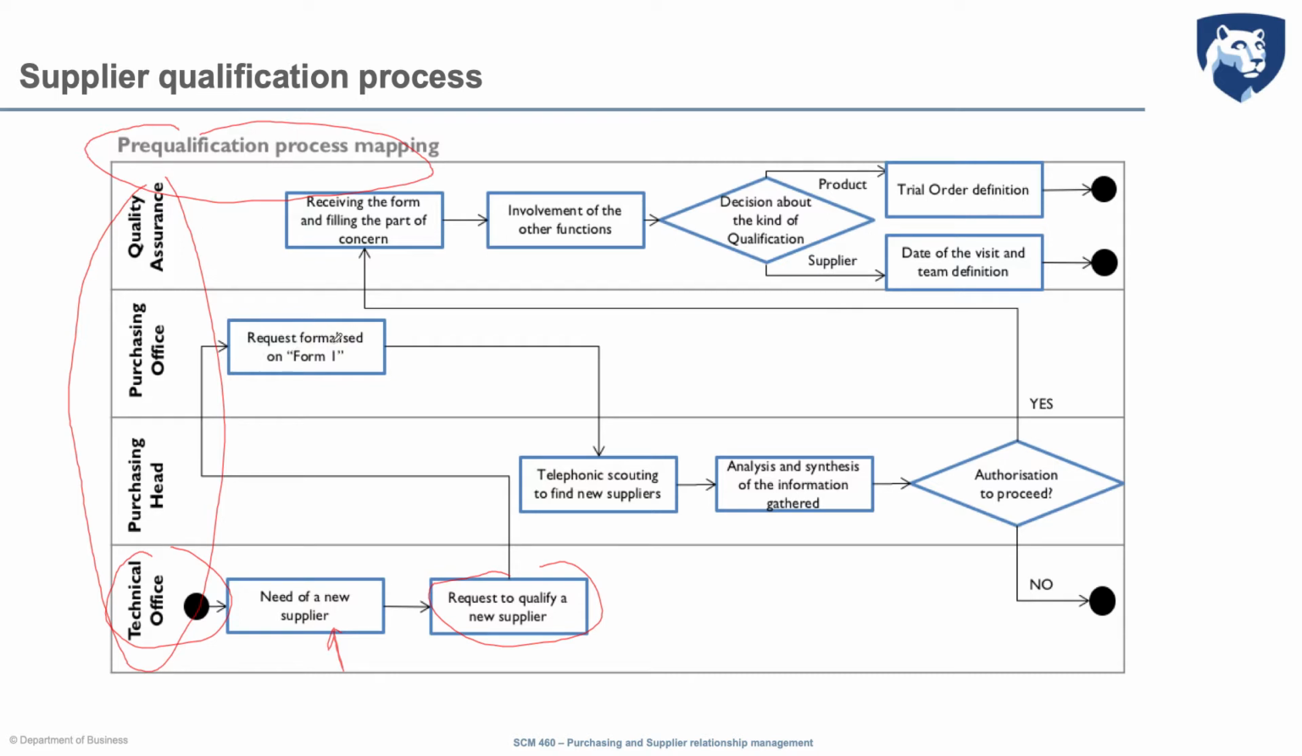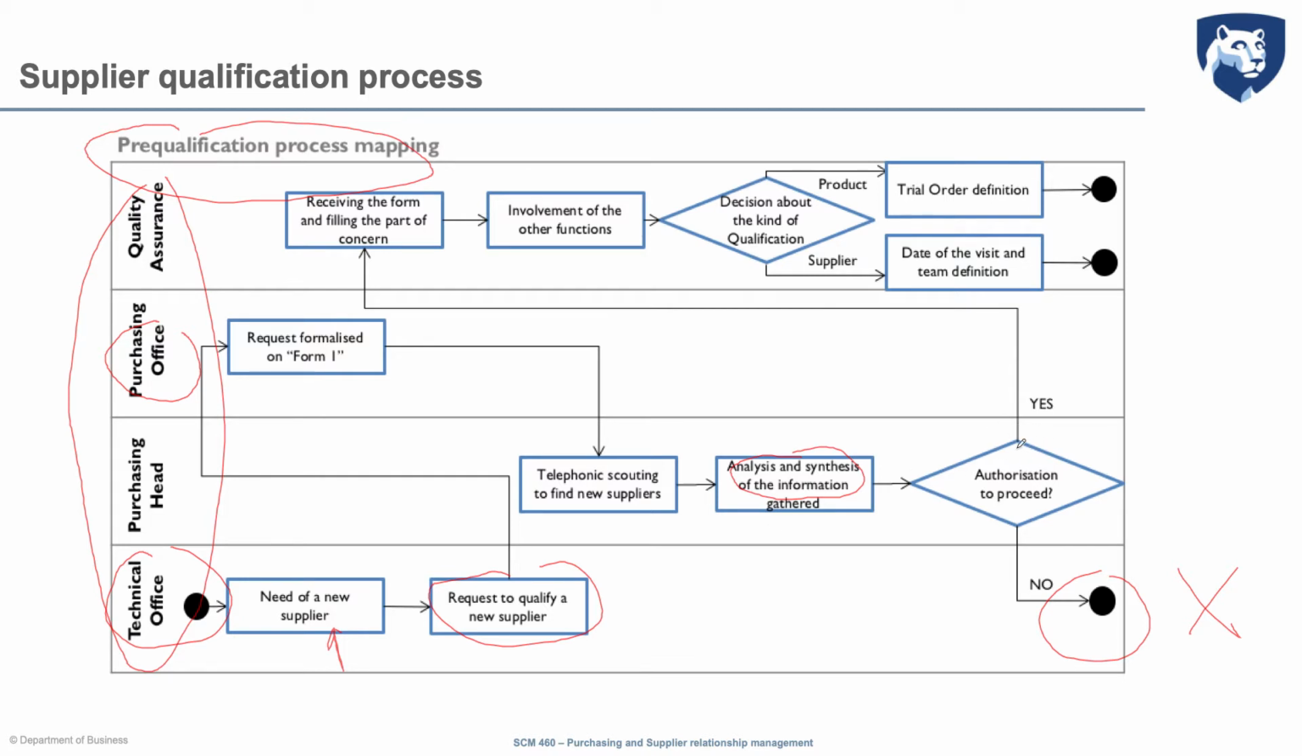The buyer formalizes the request on a particular form. At this point, for this company, the buyer doesn't manage the scouting of and the interaction with the new supplier, but the purchasing head is in charge of this. So the purchasing head does the telephonic scouting to find this new supplier, analyzes and synthesizes the information gathered through the supplier questionnaire, and then understands if there is the possibility to proceed and qualify the supplier or not. If not, the supplier is out and the technical office is notified that the new supplier cannot be qualified.